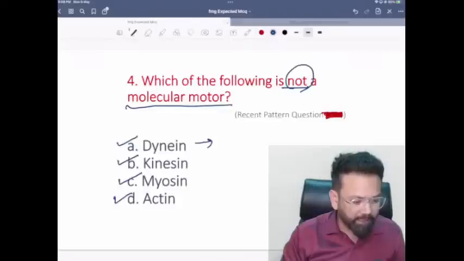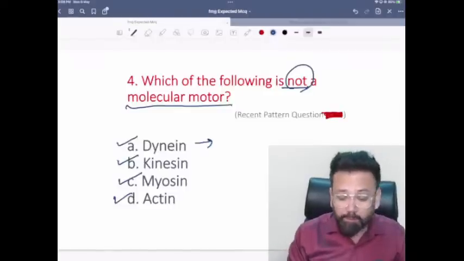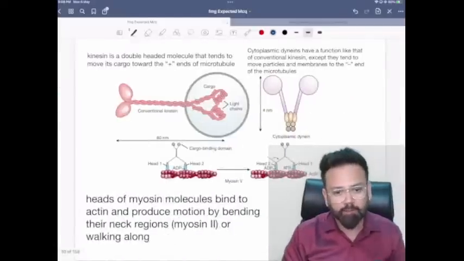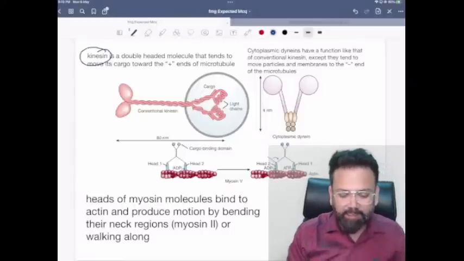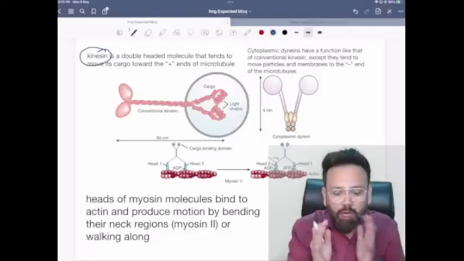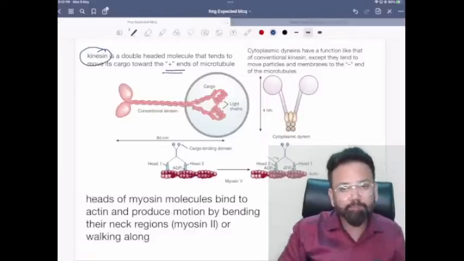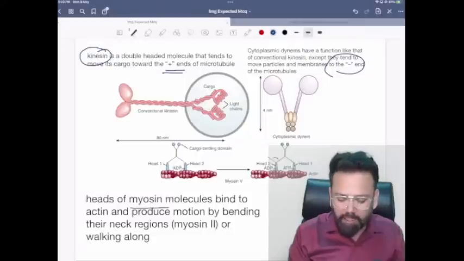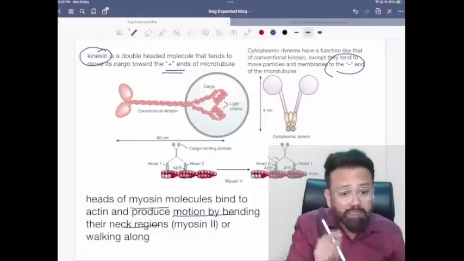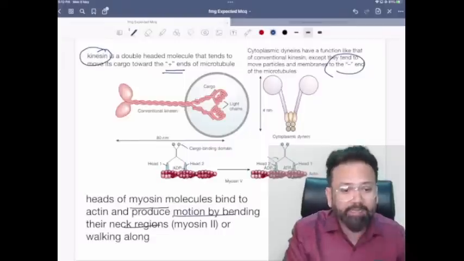Sujit Kumar Pandey, A. Krishna. So a lot of people are saying dynein. Remember that there are three molecular motors. Number one molecular motor is kinesin. Kinesin tends to move the cargo towards the positive end. Dynein moves the cargo towards the negative end. And myosin is also moving the actin. So myosin is a molecular motor, but not the actin, doctor.